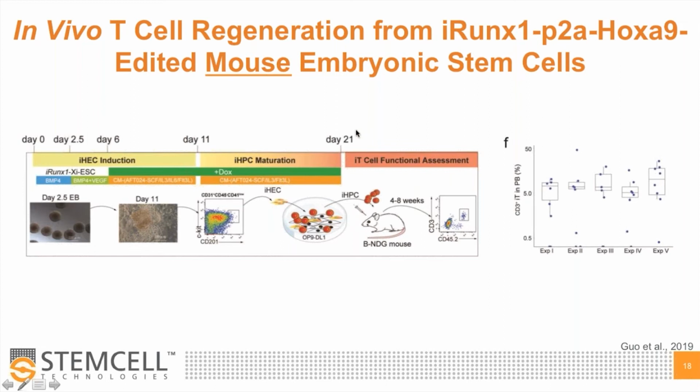At day 21, they start the induced T cell functional assessment. So that can be done in the mouse by injecting the induced HPCs. And 4 to 8 weeks later, they look at T cell emergence, and you can see by CD3 staining here. And just as a repeat of different experiments, you can see a very robust expression of CD3 induced T cells in the peripheral blood.